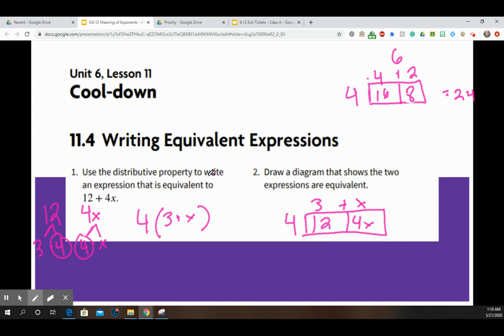Definitely don't give up on this skill. This is really important for 7th and 8th grade math. Jot down anything you want from this slide. When you're done, press play. We'll move on.